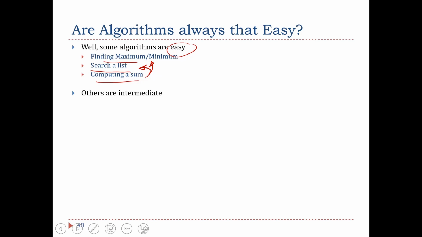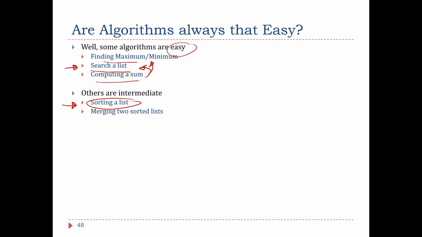Other types of algorithms are considered to be of intermediate difficulty, such as sorting a list. This will be the topic of my next video. So in this video, I will just talk about searching a list, and I will give two different algorithms for this. And sorting a list is one of the very common problems that we have in computer science, and we have plenty of different algorithms that tackle this problem.